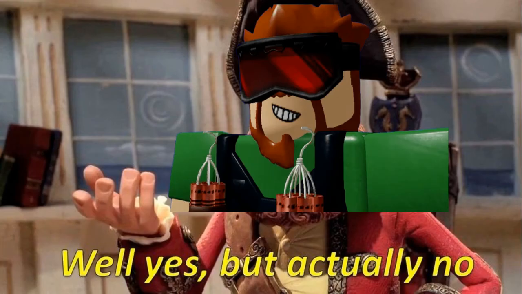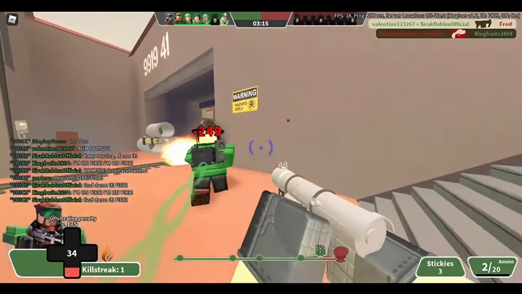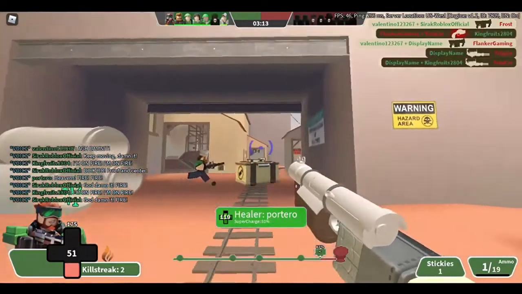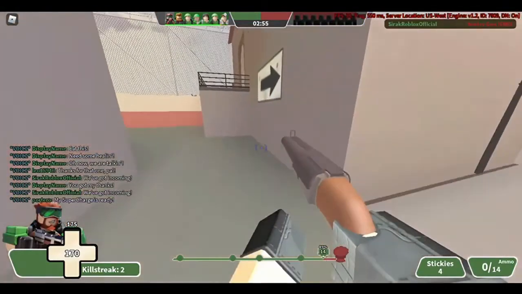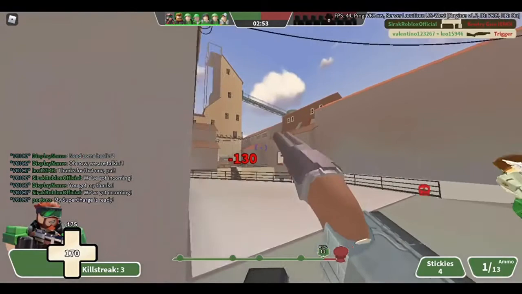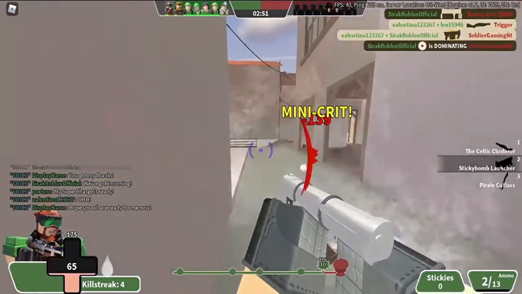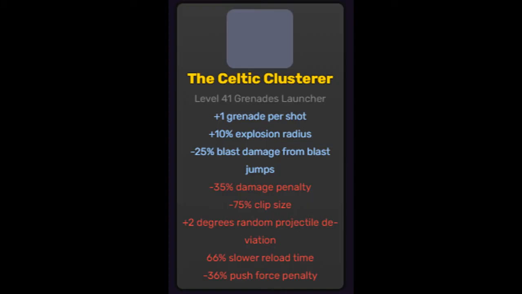The question of was the Celtic Clusterer a good weapon has been asked throughout its history, and the simple answer is why yes, but actually no. To compare this weapon to one of Annihilator's primaries, you could say it was kind of like the Loose Cannon, where it was more fun than practical. But that's not nearly to the same extent as the Loose Cannon, and to understand why it was, let's look at its stats. As you can see, its stats were really weird.